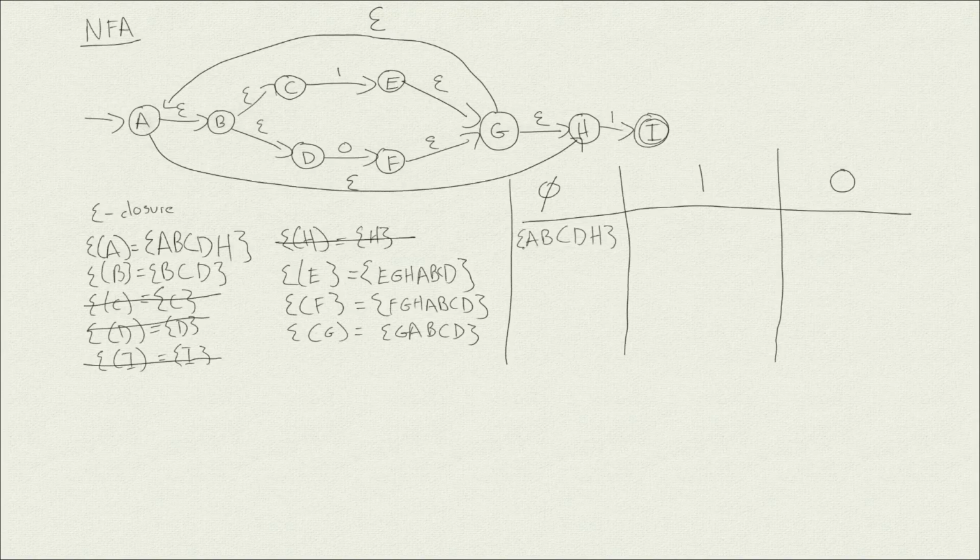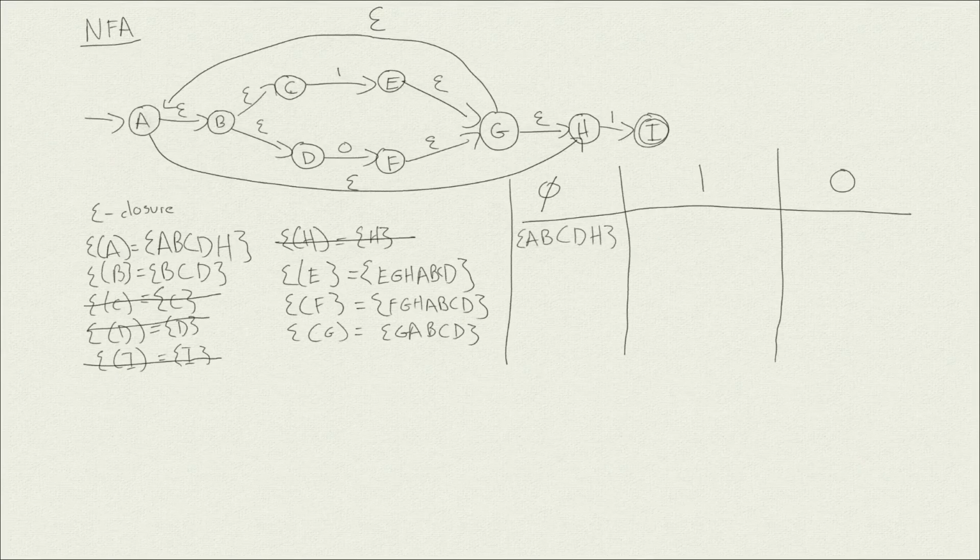So basically, let's look at state A. Can state A go anywhere with 1? No. So we ignore that. B, can B go anywhere with 1? No. C with 1? Yes. Now here's something to note. Because we went somewhere with 1, that means all the future epsilons after going somewhere with 1 or with 0 will be considered.